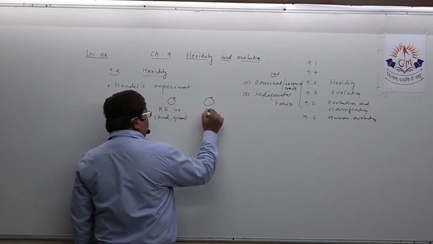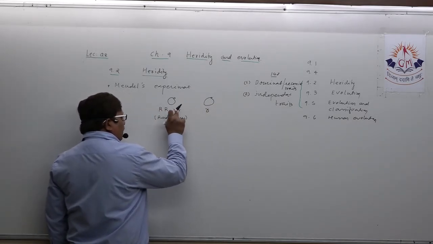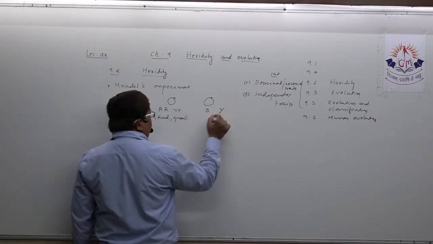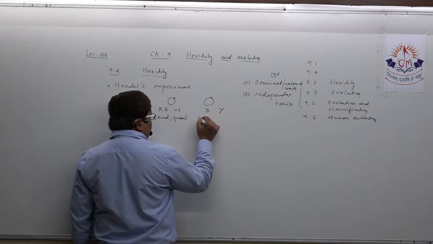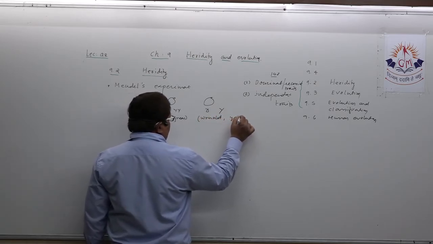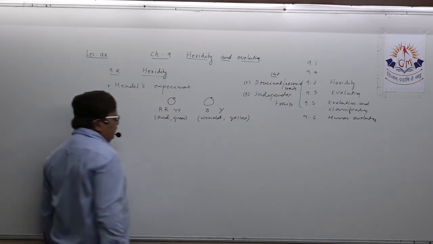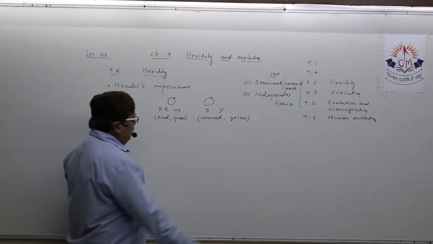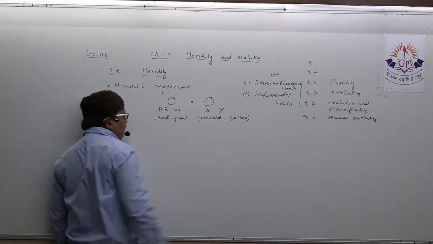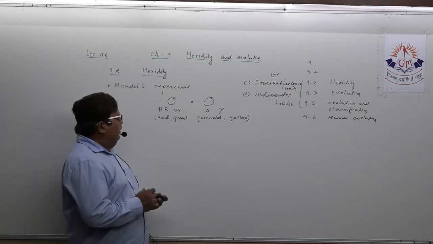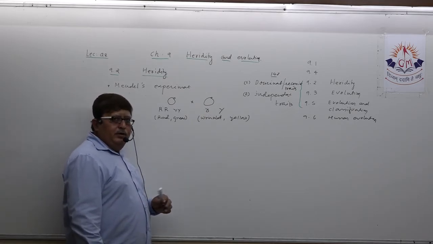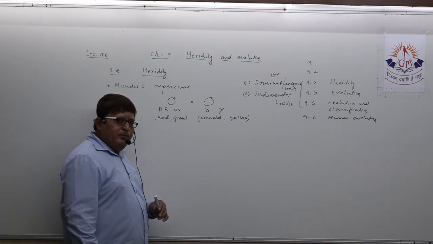so small r for wrinkled. This way you remember. Small y for green. Okay. So capital Y for yellow. So you can write this way. You have to remember wrinkled and yellow. This way he took, for reproduction, two types of plant, one round and green, another wrinkled and yellow, and he wanted to perform an experiment.